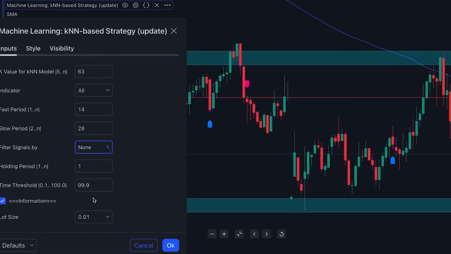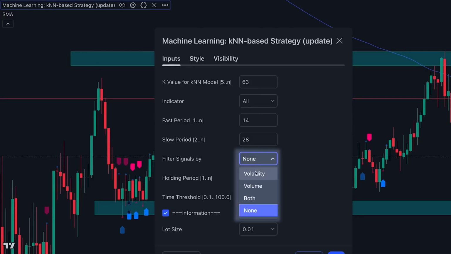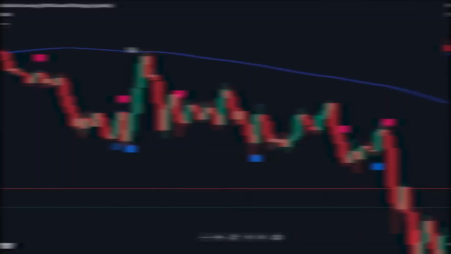If I set this to none, you will notice there are a lot more signals now being displayed on the chart, and quite a number of these signals are not good. So I would recommend leaving it on both. So once again, this indicator is good for short-term trading. If you are looking to get in and out of the market quickly, this might be a good indicator for you.